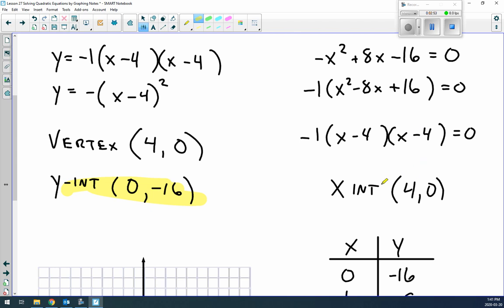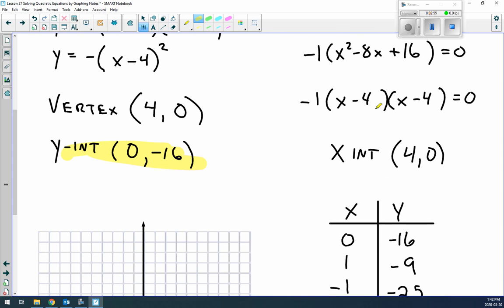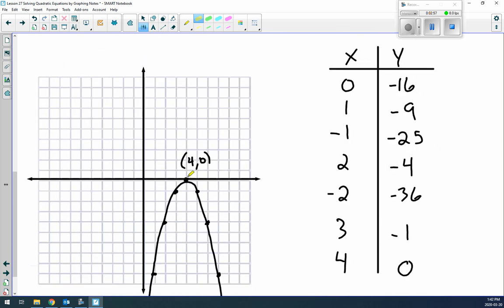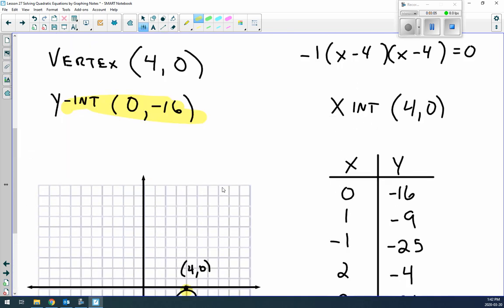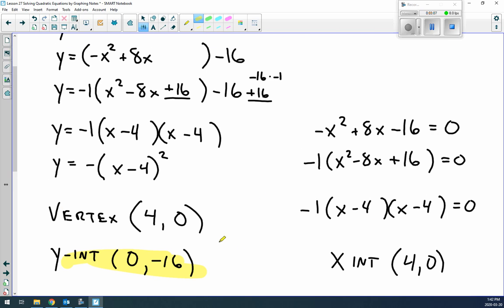Our x-intercept is 4, 0, right? What number do we plug in there to make it 0? So 4, 0, right? So there's one of the things. The other would be the y-intercept way down there. We know, hey, it's a negative 1. We know it opens down. But let's find the vertex. You could make sure that that's actually the vertex.